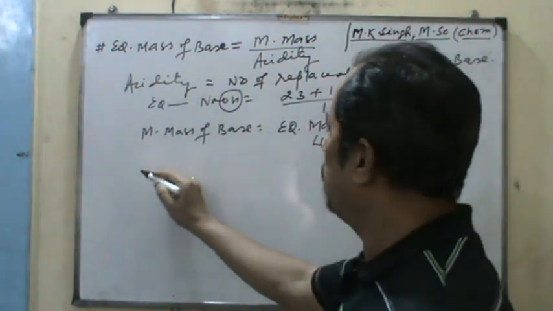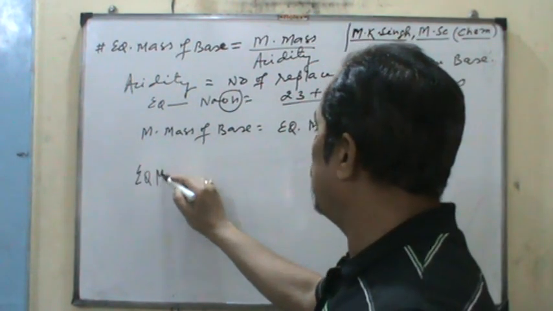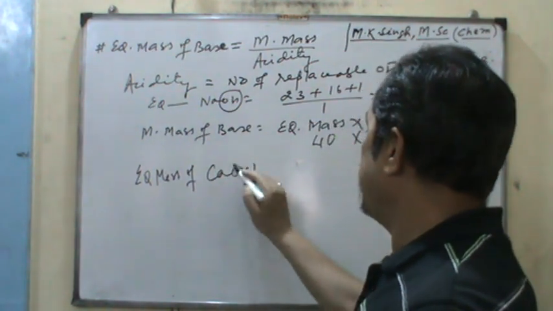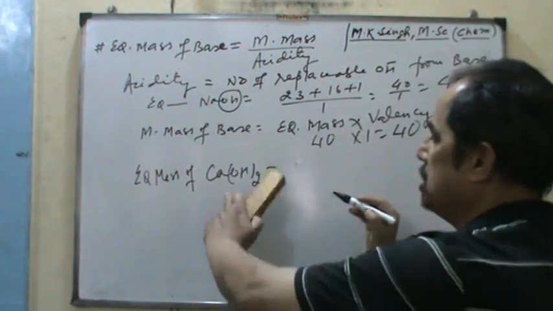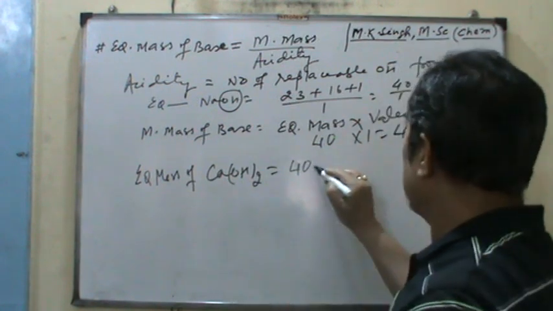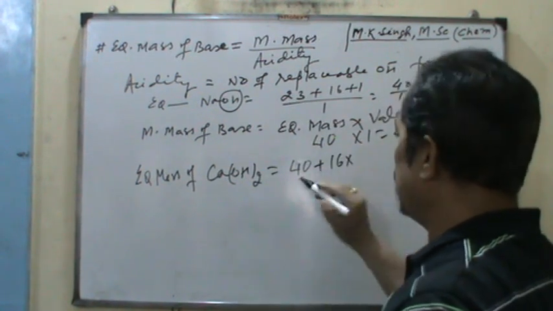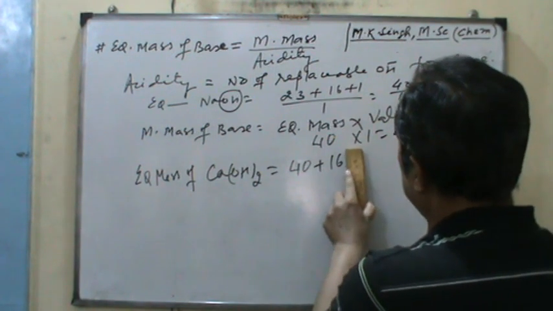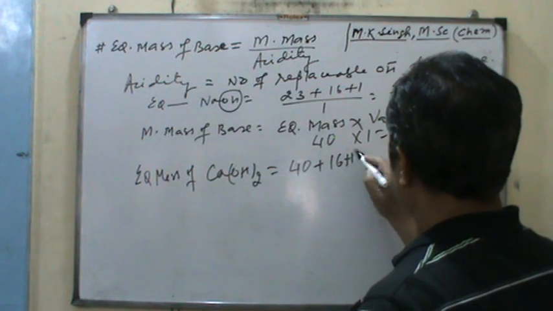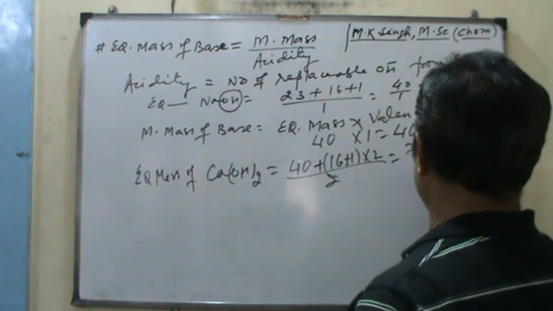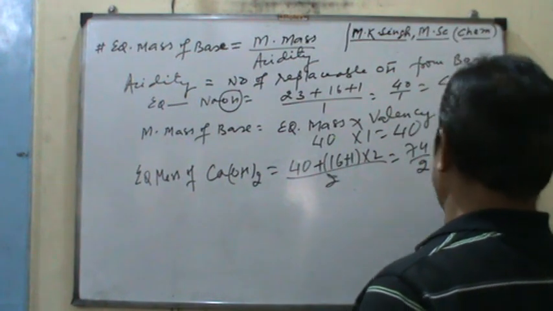You calculate the equivalent mass of Ca(OH)2. So what is the atomic mass of calcium? Yes, 40 plus 16 plus 1, 16 plus 1, multiplied by 2, divided by 2. 74 by 2, what is that? 37.